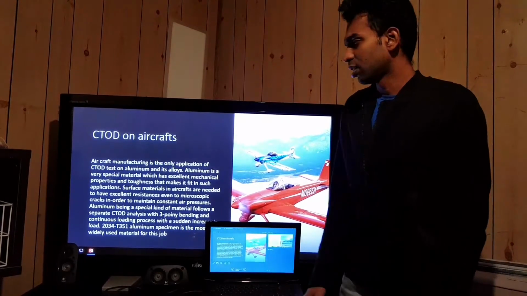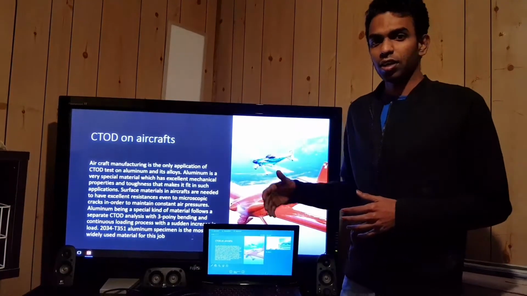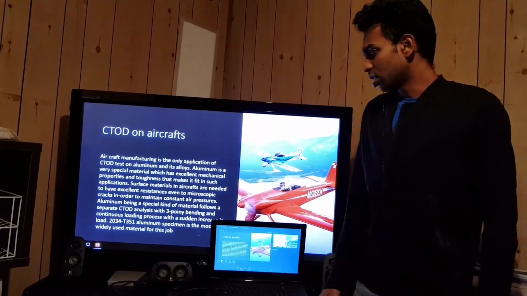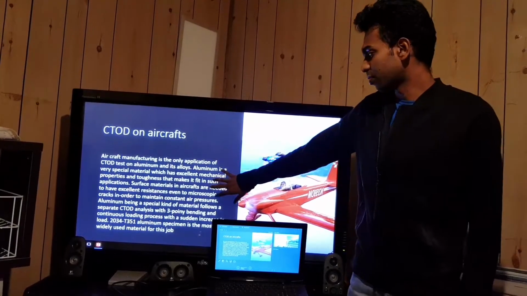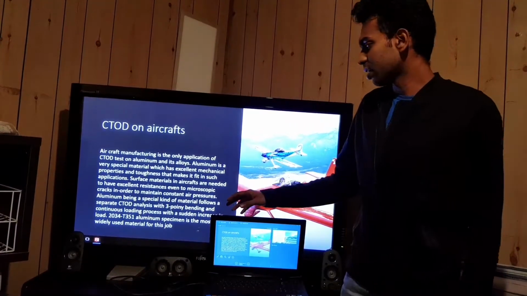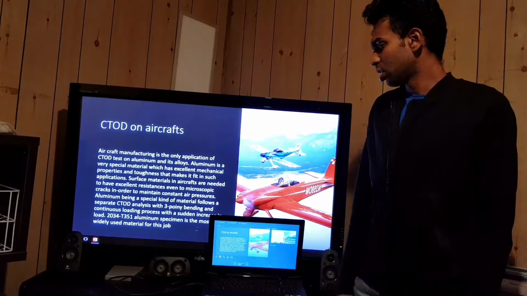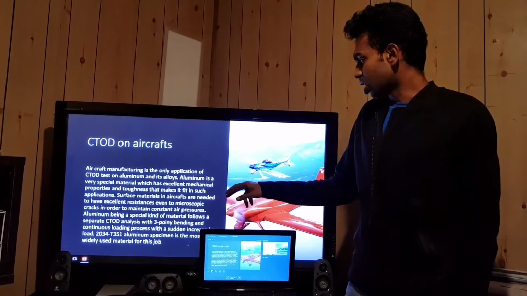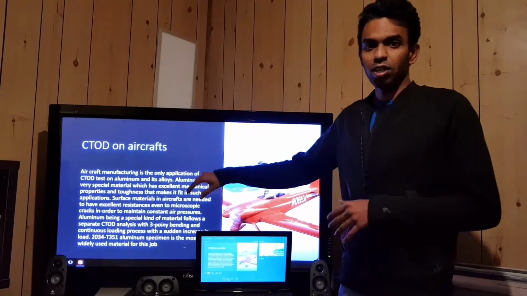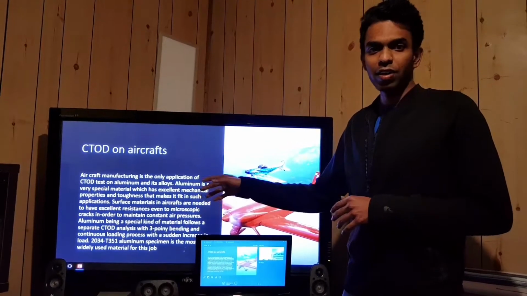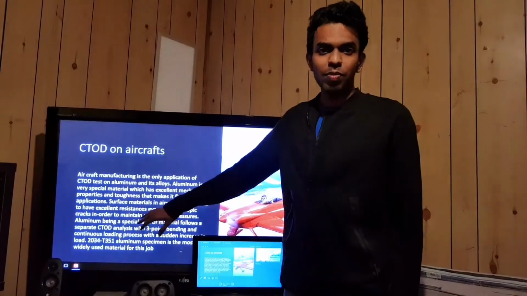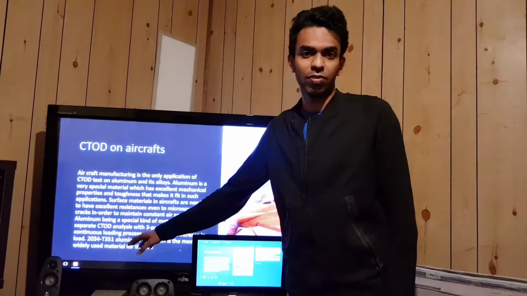CTOD on aircrafts. Aeronautical engineering. Aircrafts experience pressure from the air with the increase in altitude. Aluminium is the most important surface material for aircrafts. Aluminium is a very special material which has high mechanical resistance and very high fracture points. It is very resistant to external pressures and cracks. The only disadvantage of aluminium is that when a crack is made, it has very little resistance to crack propagation. It's very fast. The most important aluminium alloy that we use in this manufacturing is 2034 T351.